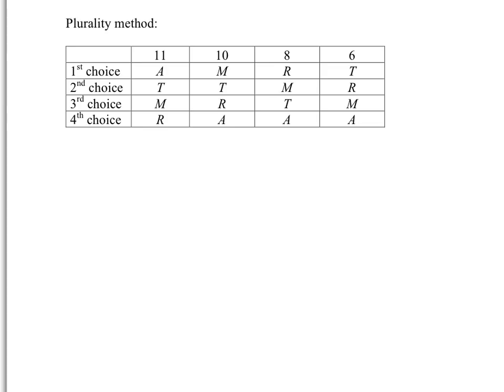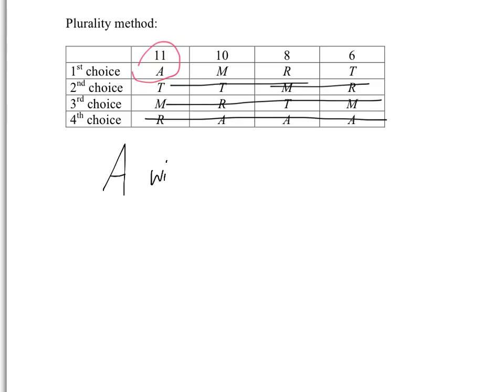The plurality method is easiest of all. All we have to do is look at the first choice votes. In other words, all subsequent rows of the table from the second choice row on don't matter. All that does matter is which candidate has a plurality of first choice votes, and that is Ashley. So Ashley, denoted here by A, is the winner of the election.